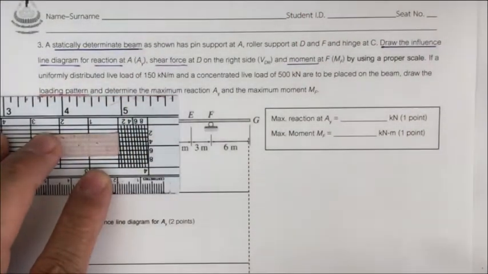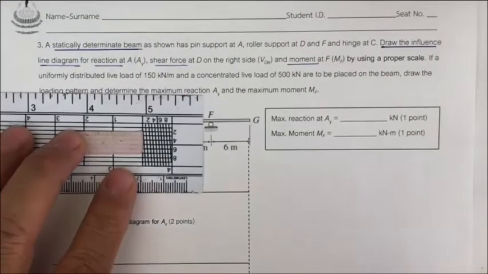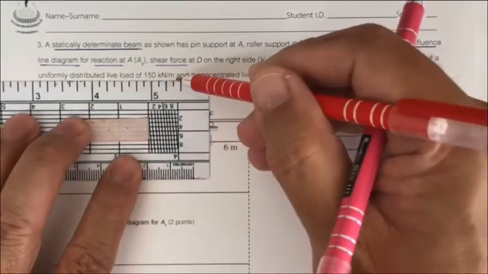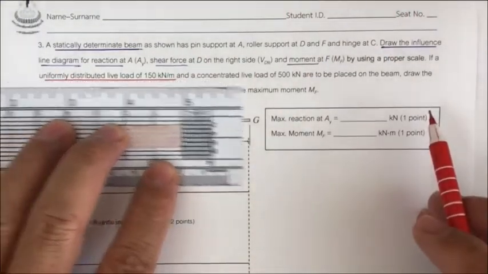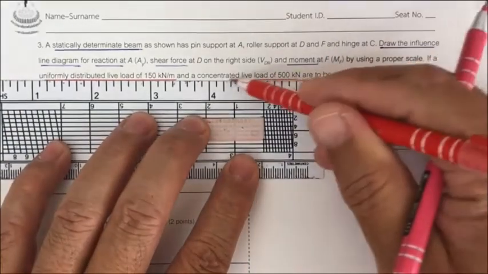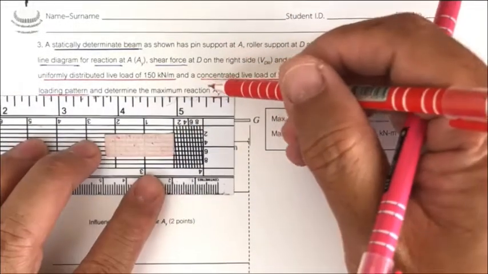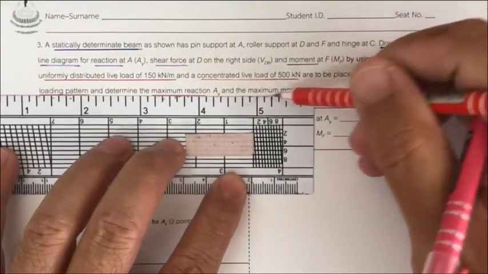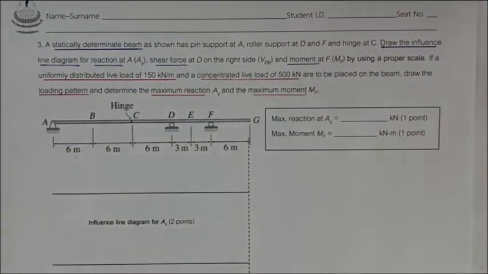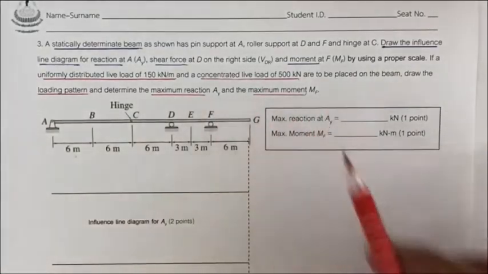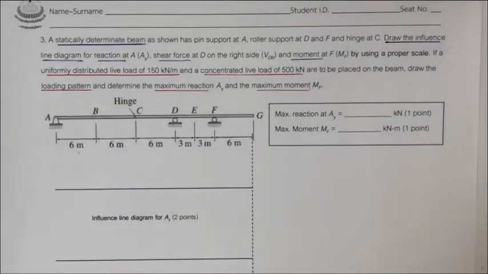By doing this, we have the uniformly distributed load of 100 kilonewton per meter and the concentrated live load of 500 kilonewton. By this loading pattern, we're going to determine the maximum reaction and also the maximum moment. This is the reaction at A and the moment at F. Okay, let's just consider our beam. This beam is a statically determinate beam. You guys are now able to check it already, right?